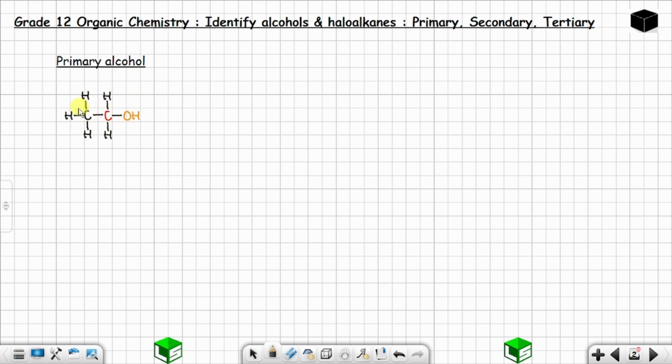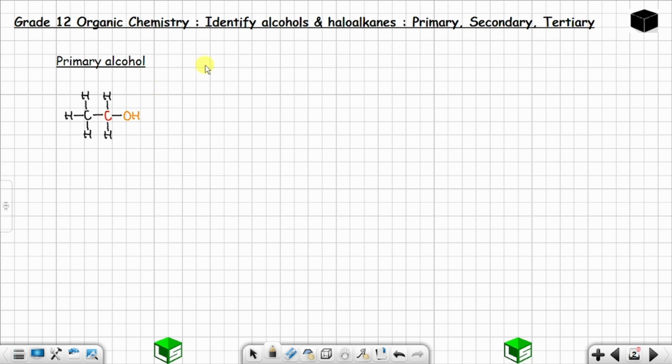This is ethanol. To identify an alcohol as primary, you have to look for a hydroxyl group first. So this is a hydroxyl group and it is the functional group for an alcohol. When you look at this organic compound, you can see that the hydroxyl group is attached to this carbon atom, the carbon atom in red. When the carbon atom attached to the hydroxyl group is also attached to one other carbon atom, this will be known as a primary alcohol.